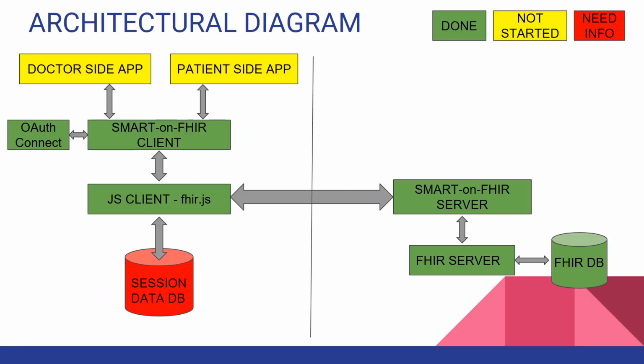This is the architectural diagram as seen in the proposed architecture. On the server side, we have the FHIR server which contacts the FHIR database. The Smart on FHIR will contact the FHIR server. On the client side, we have a JavaScript client. We have the Smart on FHIR client on top of it. We will develop our apps, the doctor side and the patient side, two different apps on the Smart. There is an authentication provided by OAuth on Smart.